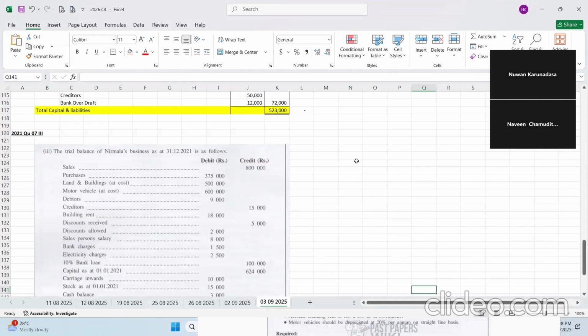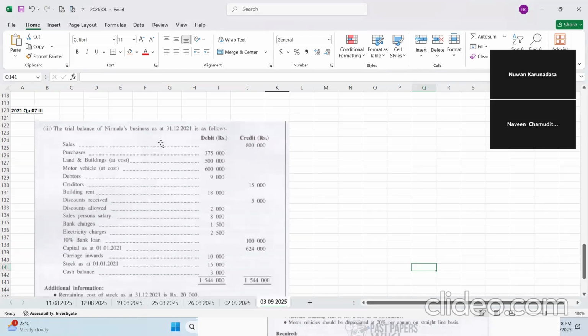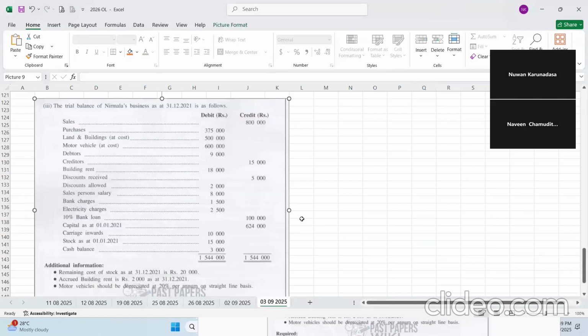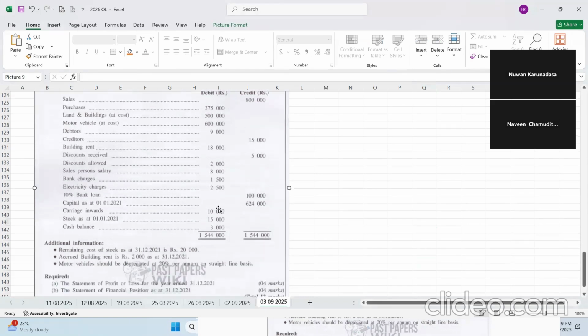The trial balance of Nirmala's business as of 31st December 2021 is as follows. Sales, purchases, land and building, and cost. So sales to income statement, purchases to income statement, land and building to statement of financial position. Motor vehicle also to statement of financial position. Creditor, debtor, building rent. Discount received is other income. Discount allowed is an expense. Salesperson salary, sales and distribution expense. Bank charges, finance and other expense.